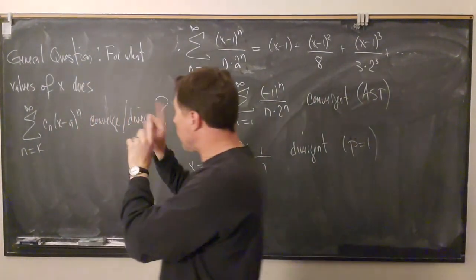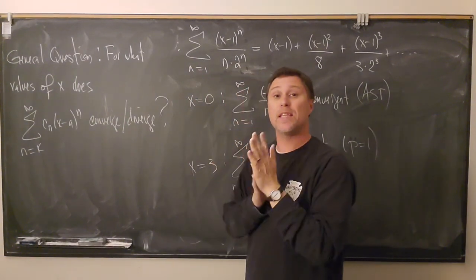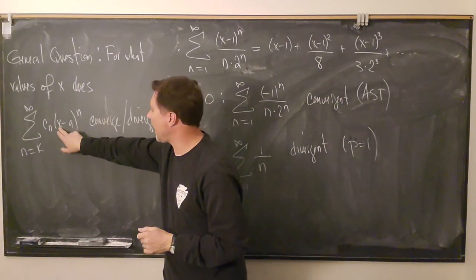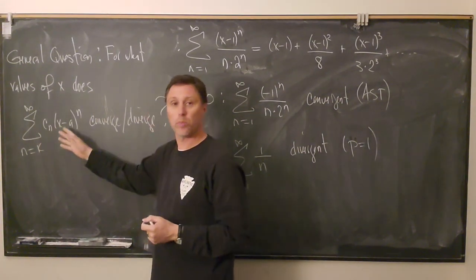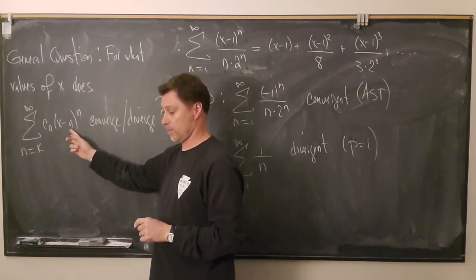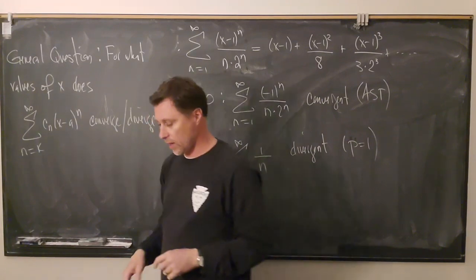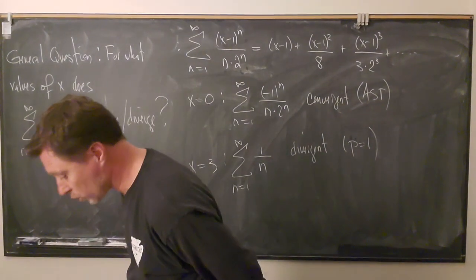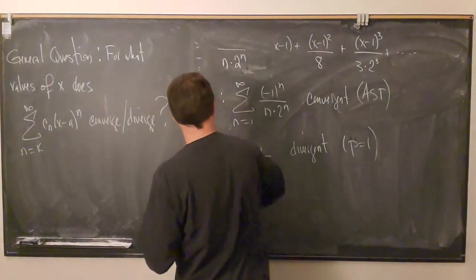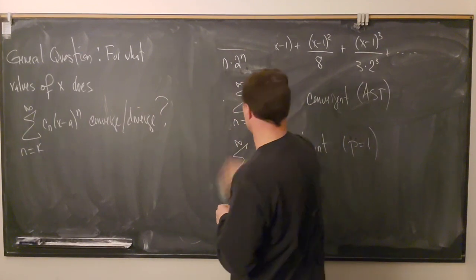Now, it will always converge for at least one choice of x. When you choose x equal to a, what you'll get is 0 plus 0 plus 0 plus 0, which is always convergent at the center a. And so every power series is convergent for at least one choice. In general, though, the way to answer this question is to use the ratio test.